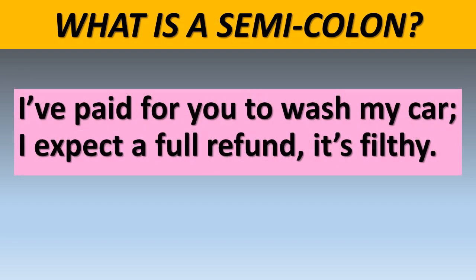So here are the sentences joined together with a semicolon. I've paid for you to wash my car; I expect a full refund; it's filthy. So now we've got those two independent clauses joined by that semicolon to show their relationship.